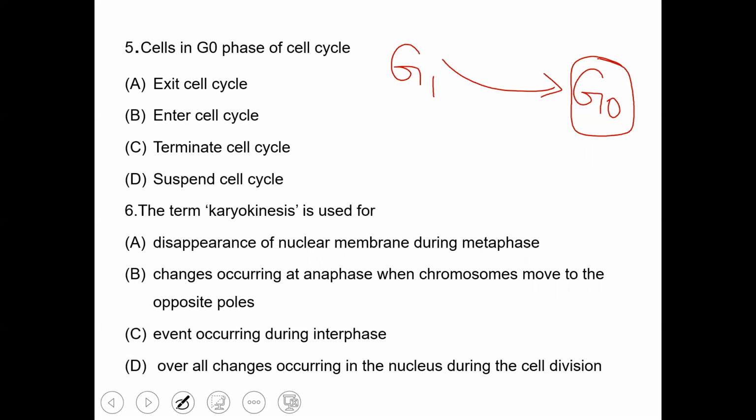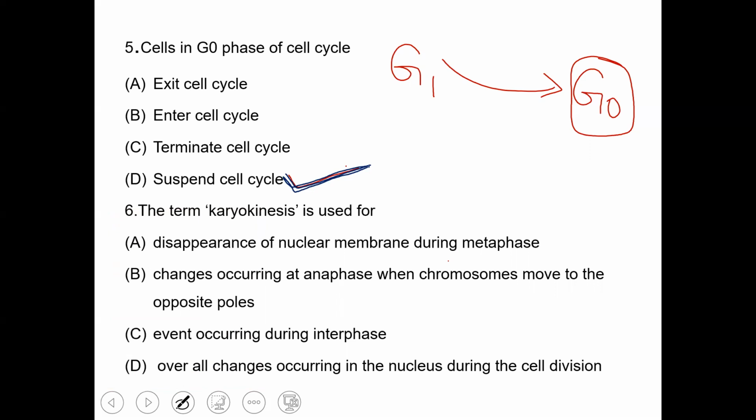So they exit the cell cycle, but whenever there is an opportunity, once the repair is done, they enter into the cell cycle once again. So here the option is they exit but they return. They do not enter, they do not terminate, they suspend. They are going to suspend the cell cycle for a while, but they are going to come back. So it cannot be exited completely. They suspend their activity for the time being, and then they come back. Henceforth, the option will be option D.